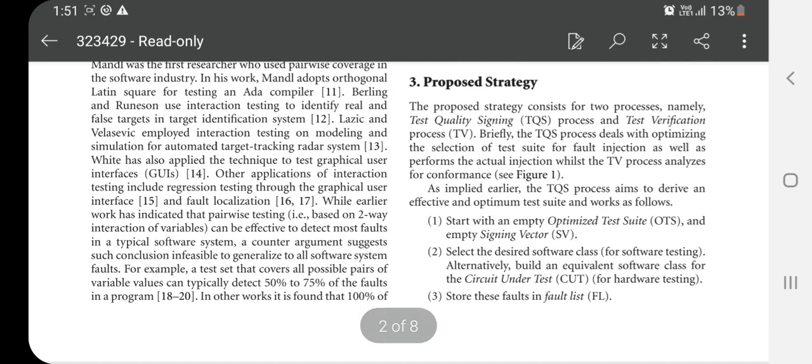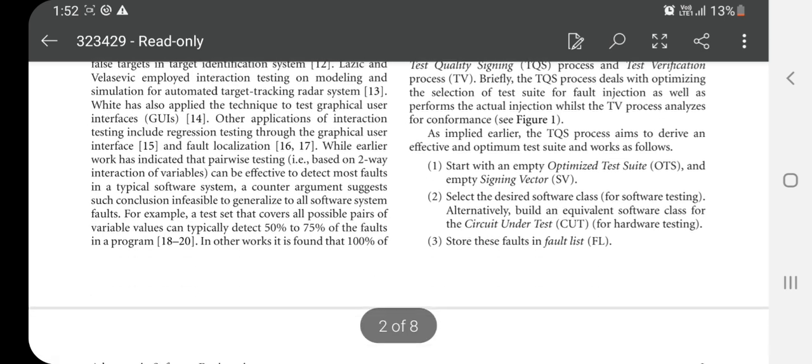Here are a few points. The TQS process aims to derive an effective and optimum test suite as follows. Number one, start with an empty optimized test suite and empty signing vector. Number two, select the desired software class. Alternatively, build an equivalent software class for the circuit under test for hardware testing. Number three, store these faults in a fault list. Number four, inject the class with all possible faults. Number five, let n be the maximum number of parameters, and so on. Let's move on to the case study.